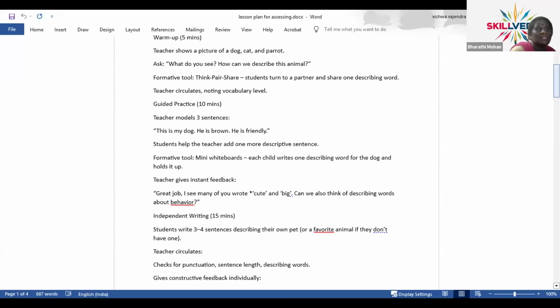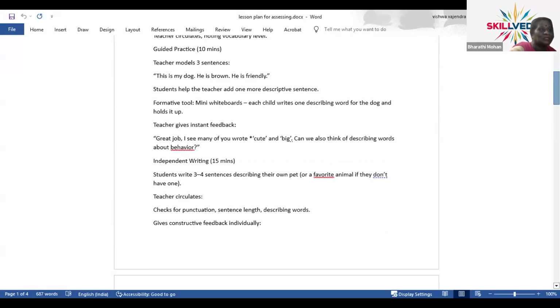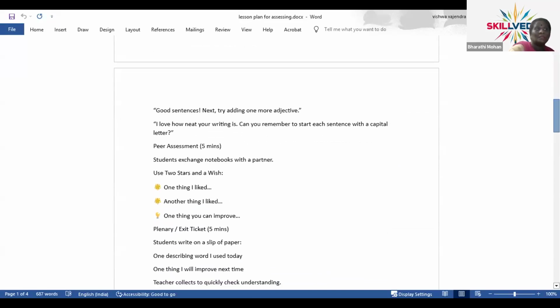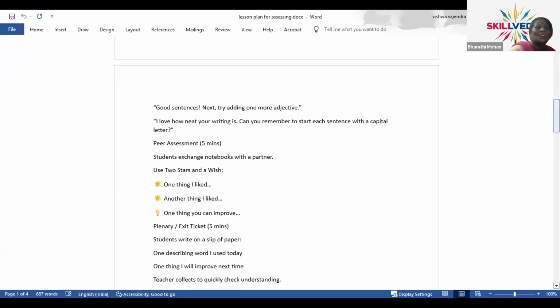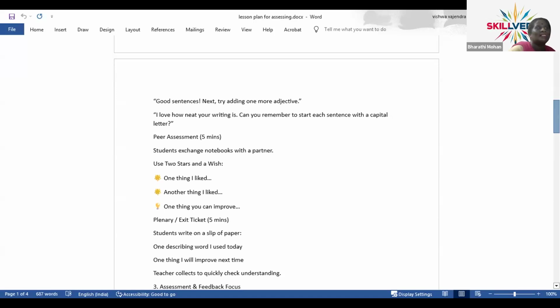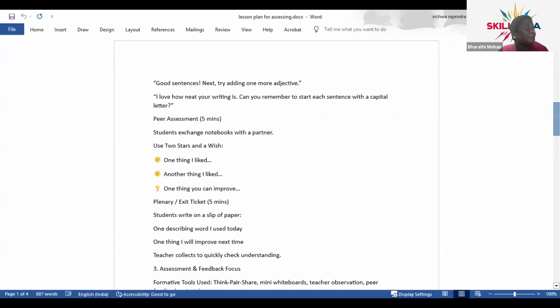you have to give feedback for everything. Like if the child says, usually they'll say, it is very nice, it is very cute. Then you can say, this is about the appearance, talk about its behavior also. So this way the child thinks, and then you can check the punctuation, and then you can give immediate feedback. That's a good sentence. Try to add more adjectives. Then you can say, always try to give positive feedback. So like, I love how neat your writing is.